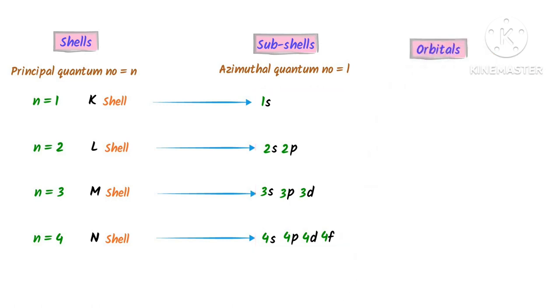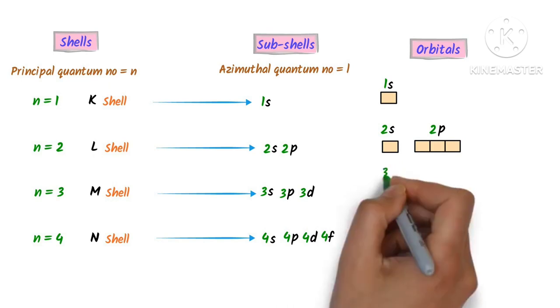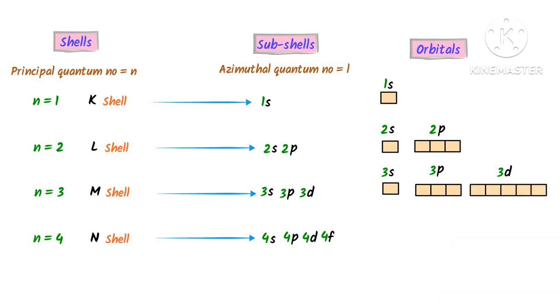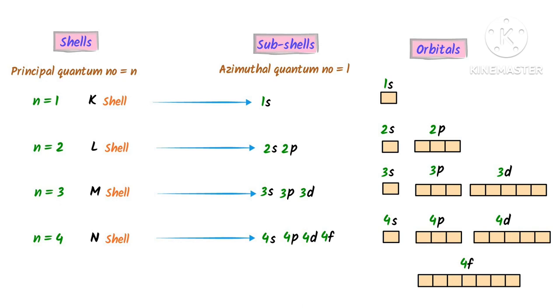Now what about their orbitals? Well, this 1s has 1 orbital, this 2s has 1 orbital, this 2p has 3 orbitals. Similarly, this 3s has 1 orbital, 3d has 5 orbitals, this 4s has 1 orbital, this 4p has 3 orbitals, this 4d has 5 orbitals, and this 4f has 7 orbitals. Thus note down this complete concept of shells, subshells and orbitals.